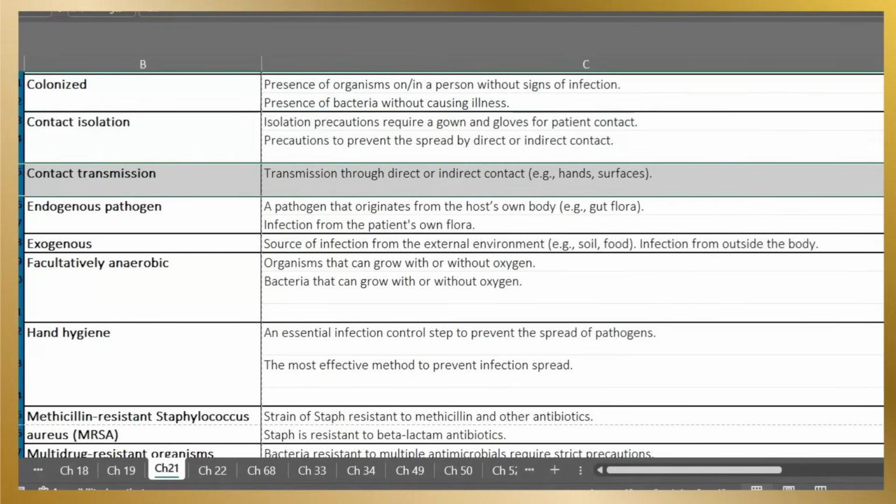Here we have contact transmission. Transmission through direct or indirect contact, by hands or surfaces, touch.